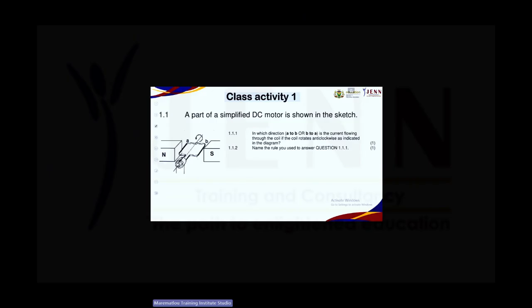So if we look at this, then we are going to have a generator because there's no power source. So they say a part of a simplified DC motor is shown in the sketch. And then they ask in which direction, A to B or B to A, is the current flowing through the coil if the coil rotates anti-clockwise as indicated in the diagram.